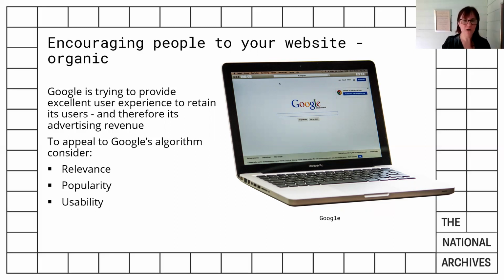But the overarching point really is that Google wants to provide a really good service to its users. Its advertising revenue comes from being the very best search engine that's out there. That's what it wants to do and to be. So if we really focus on creating good quality content that's going to add value to your audience, ultimately that's what the Google algorithm is trying to deliver.